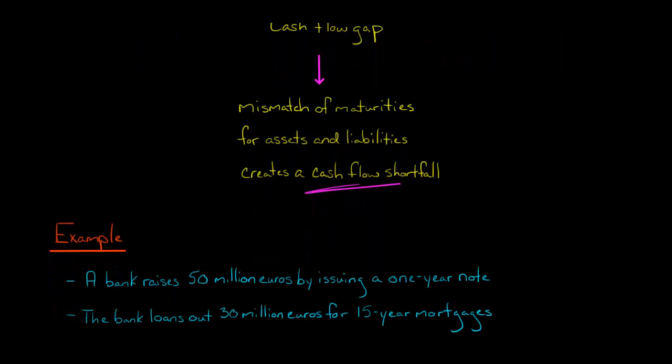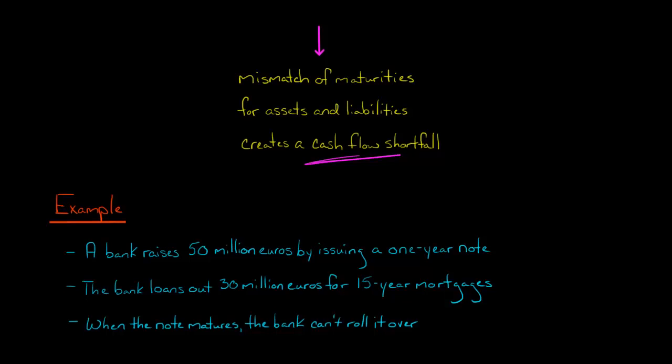Let's say that a bank raises 50 million euros by issuing a one-year note. Then the bank takes 30 million of those euros and lends them out for 15-year mortgages. Now, the bank is probably assuming that when this note matures in 1 year, they could just roll it over and get another one-year note or borrow again.